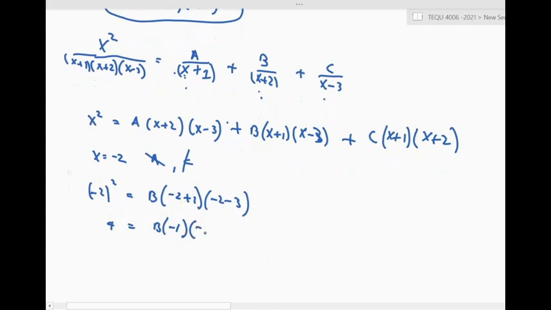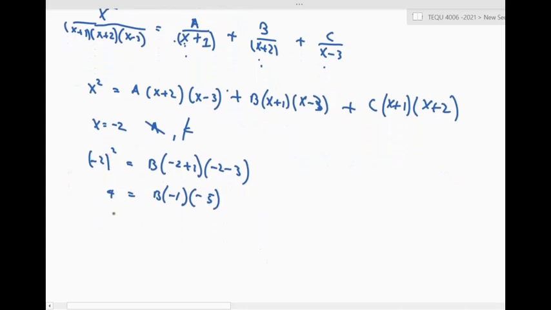So you end up with -2 squared, that would be 4, equal B times minus 1 times minus 5. So you end up 4 equal B times, minus minus, that would be positive 5. So the result for B is 4 over 5. That's the value.